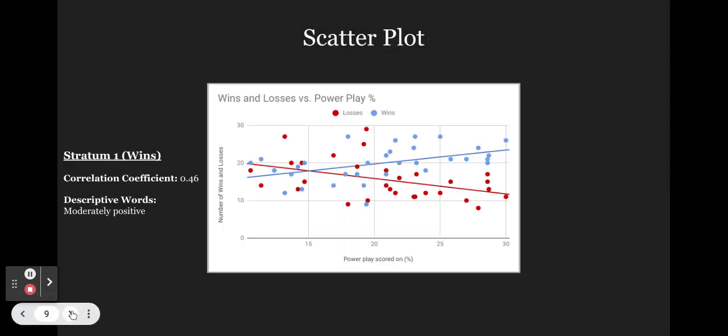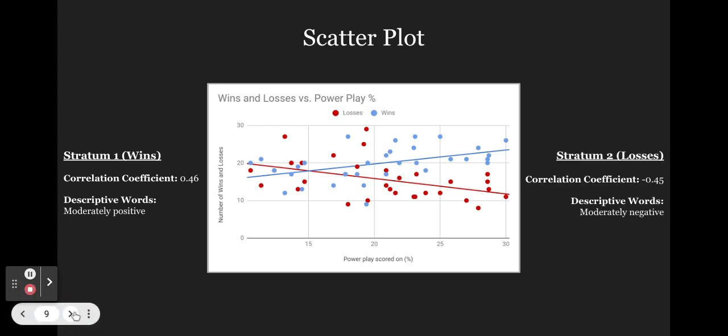Next up is the strata plot. Stratum 1 has a correlation coefficient of 0.46 and has a moderately positive correlation. It seems like in this stratum, a team that scores a greater percentage of power play goals tends to experience a moderate increase in the number of wins. This suggests that there is a positive correlation between successful power plays and a slightly higher probability of winning games.